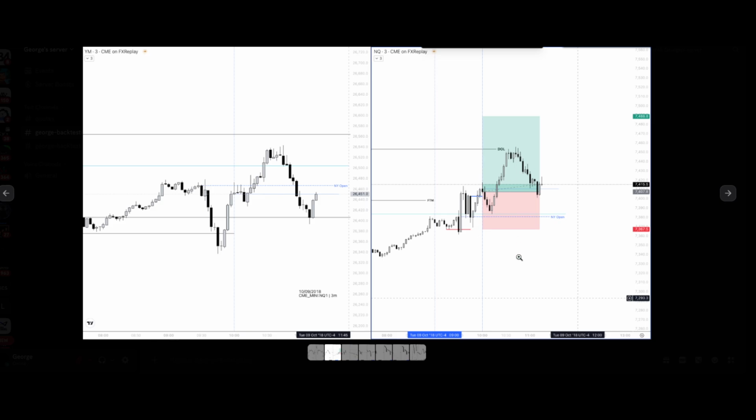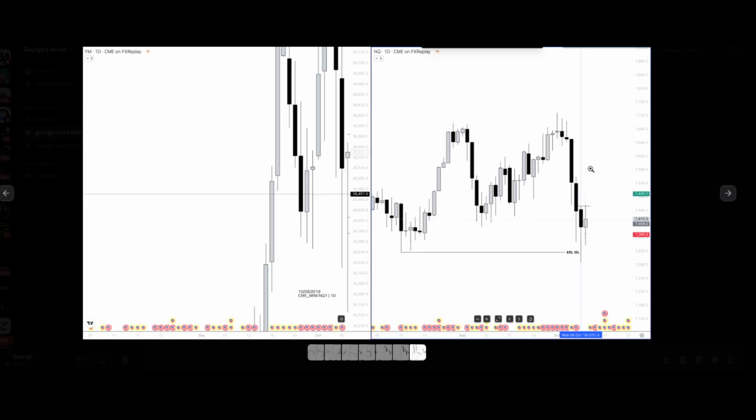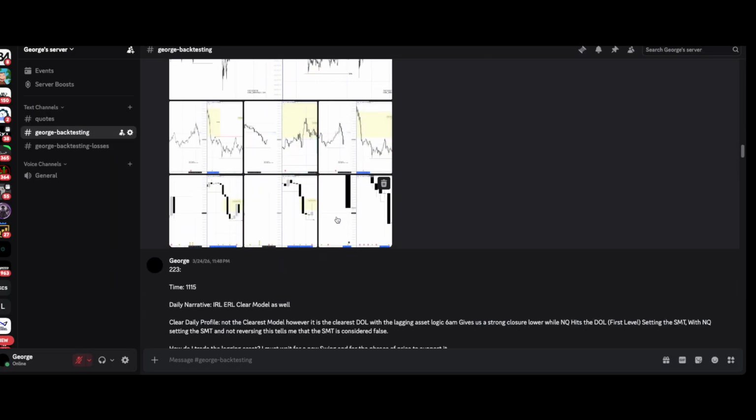Here, 10 a.m. opens low, high, close, up to the draw on liquidity. We get stopped out of break even. And this was your model, right? Sweep, ERL, IRL, daily open, high, low, close. Target all that low resistance liquidity that is located above from that 15-minute swing in alignment with this. Let's go on to another one.